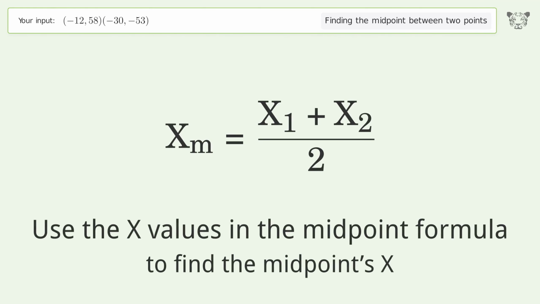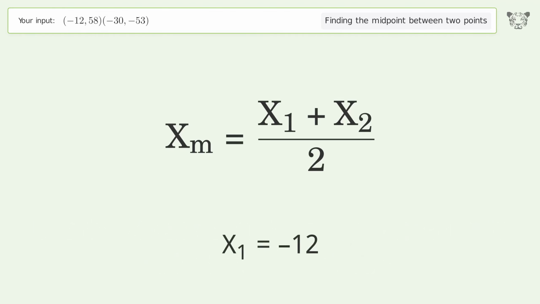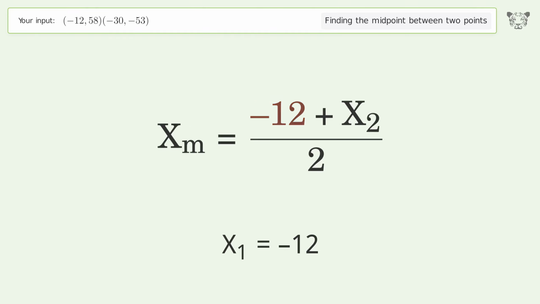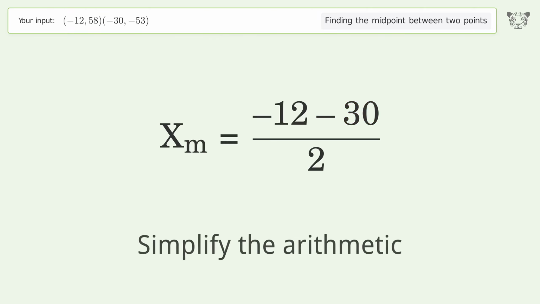Use the x values in the midpoint formula to find the midpoint's x. x1 equals negative 12. x2 equals negative 30. Simplify the arithmetic.